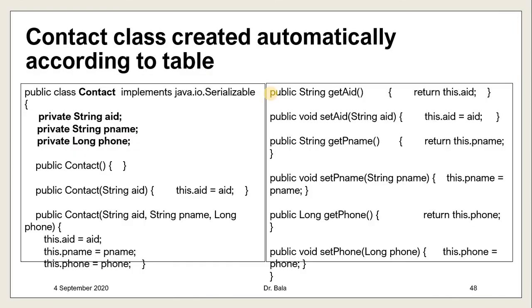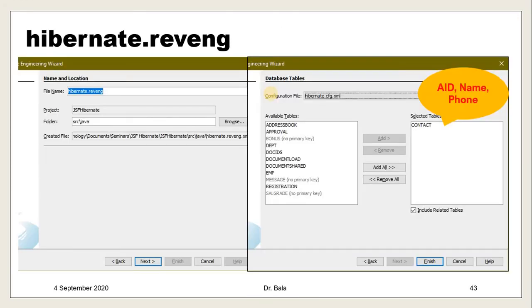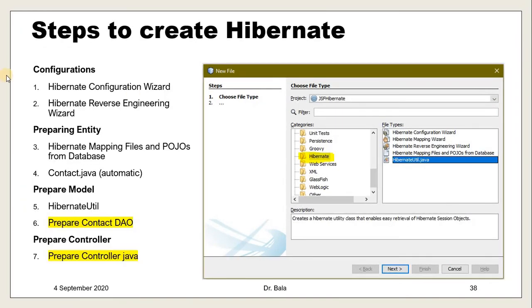So now let's once again look back at the steps. We have several steps here. First thing is preparing the Hibernate configuration wizard. Second is making reverse engineering. And once we complete these two, we will go for mapping. In the mapping, it will be loaded with these two files, and it automatically generates the class based on the table name that we have connected. Once it is over, we will prepare the model, in which we will prepare the Hibernate utility. It is also automatically generated, and our duty is only to prepare the DAO.